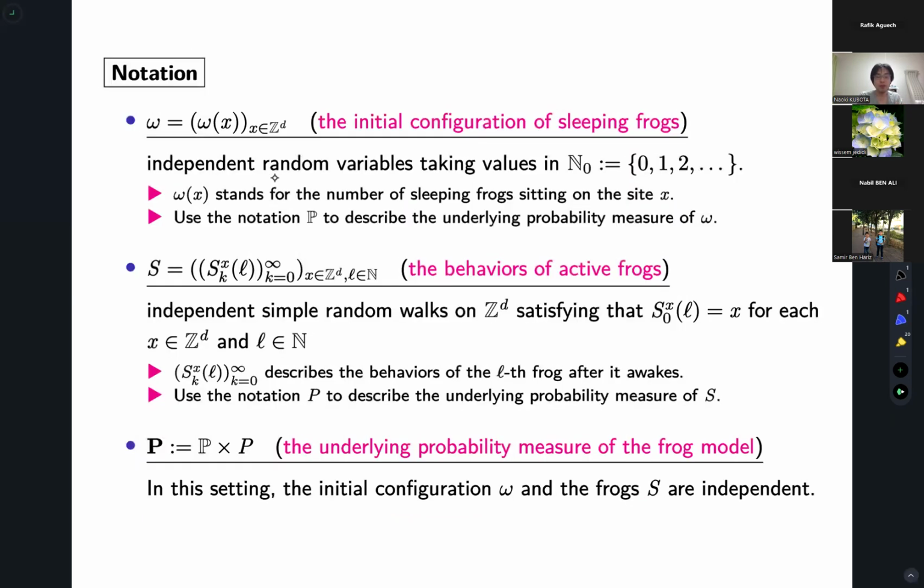To explain the result of the frog model precisely, let me introduce the following notation. Omega x is the number of frogs sitting on the site x, and this family describes the initial configuration of sleeping frogs on Z^d. S_k^x(l) is the trajectory of the active frog starting at the site x, and this is a family of independent simple random walks.